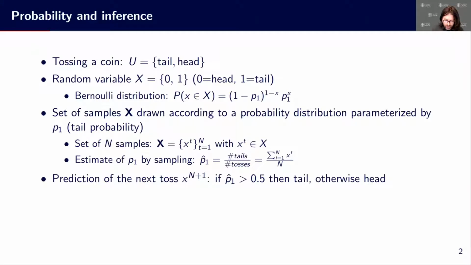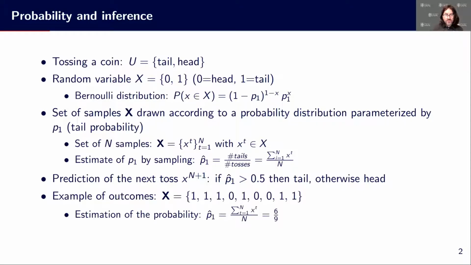And then if we want to run the prediction on the next test, which we call x index n plus 1, we can simply predict it as a tail if we know that P1 hat is higher than 0.5. Otherwise, it is head. If it is equal to 0.5, it is random. We could just say head, which is a default prediction. But if it is below 0.5, it is more likely to be a head than a tail.